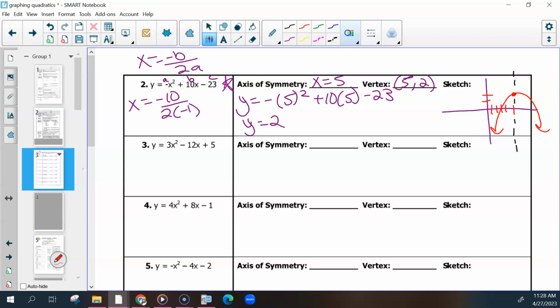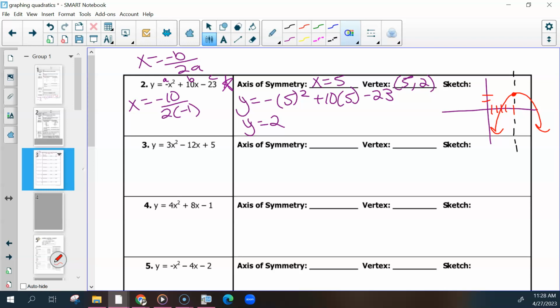So that's a good way to check yourself when you start graphing these. If your A value is positive but yours is facing down, something's wrong there, or vice versa. What questions do we have on that? So this one, your A is negative. That's why it's facing down.